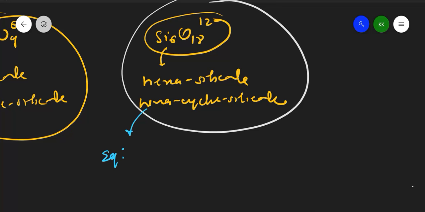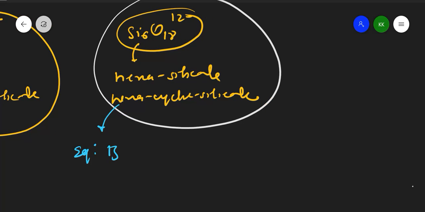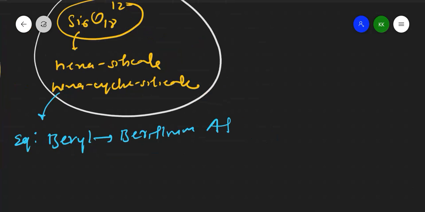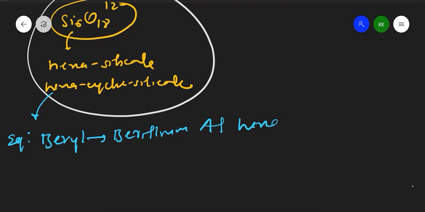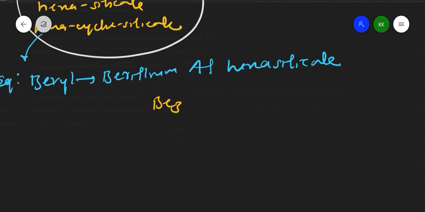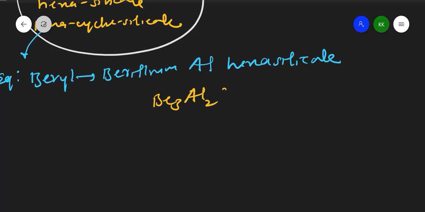Let us see an example for hexasilicate. One example is beryl. Beryl contains the metal beryllium, along with that aluminum is there, right? And it is hexacyclic silicate or hexasilicate. So the formula, if you see, is Be3Al2Si6O18, because this anion part is nothing but Si6O18 12 minus, right?